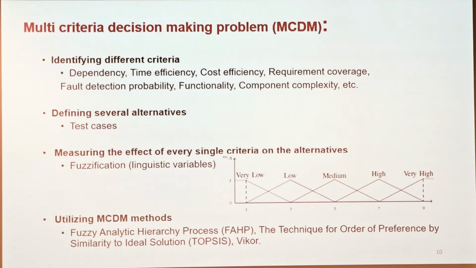As a last step, you need to utilize multi-criteria decision-making techniques, and it depends on you. There are different methods. We use AHP, analytical hierarchy process, or TOPSIS, VIKOR, and there is a set of methods that you are able to use.